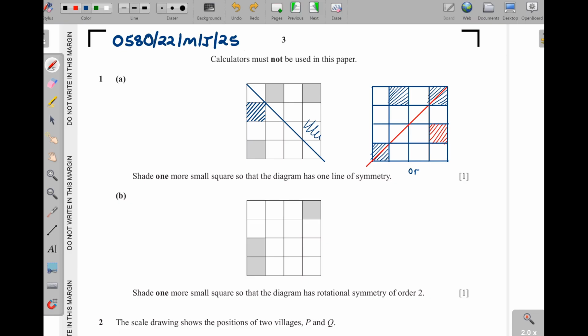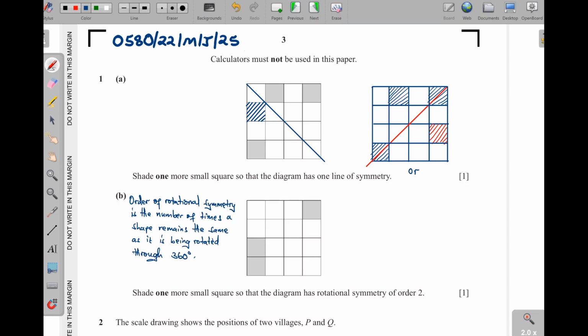The next part B, shade one more small square so that the diagram has rotational symmetry of order 2. Now, order of rotational symmetry is the number of times a shape remains the same as it is being rotated through 360 degrees. Okay, so let me write it here. So what do I mean by this? Suppose I have a rectangle.